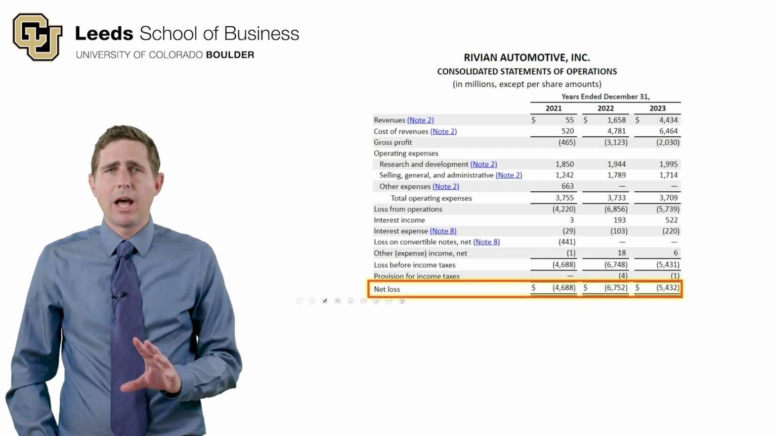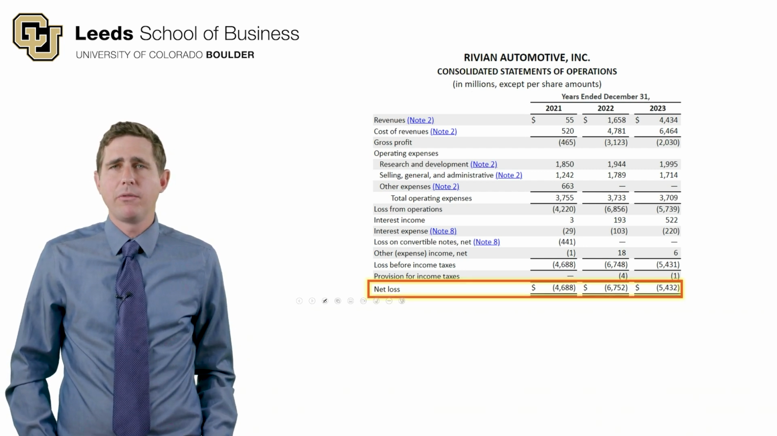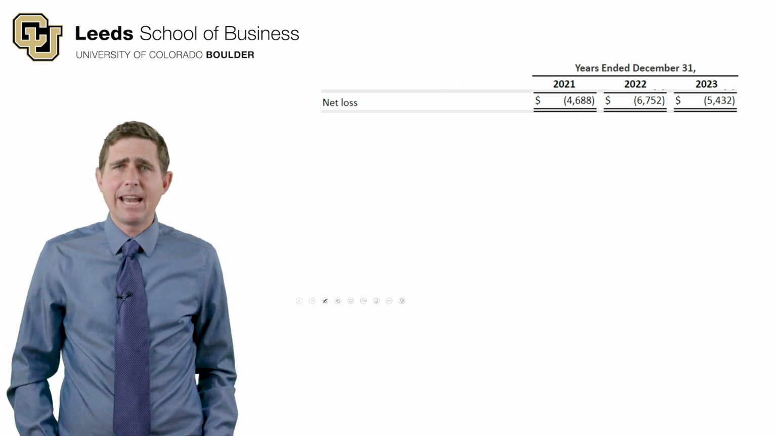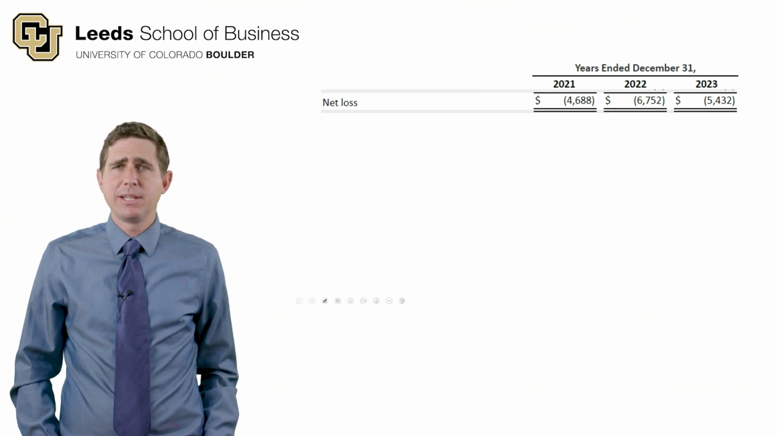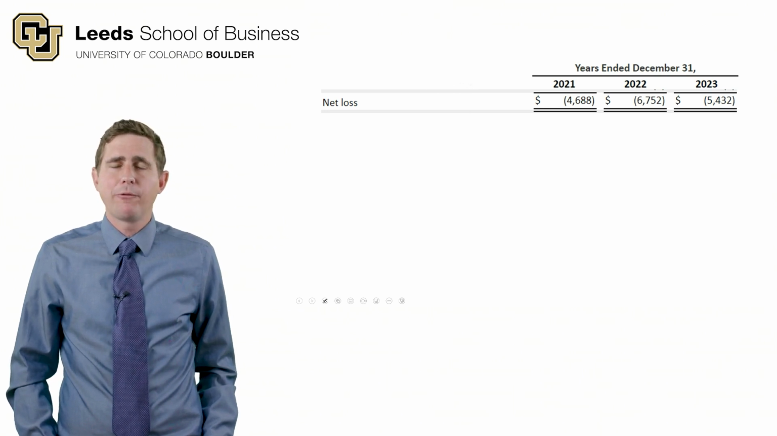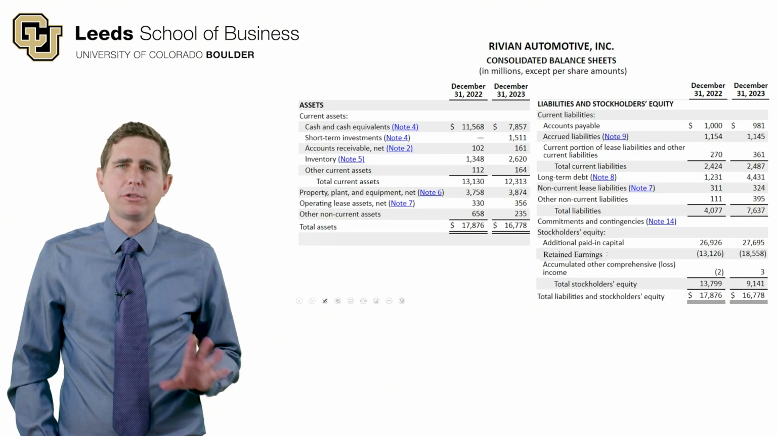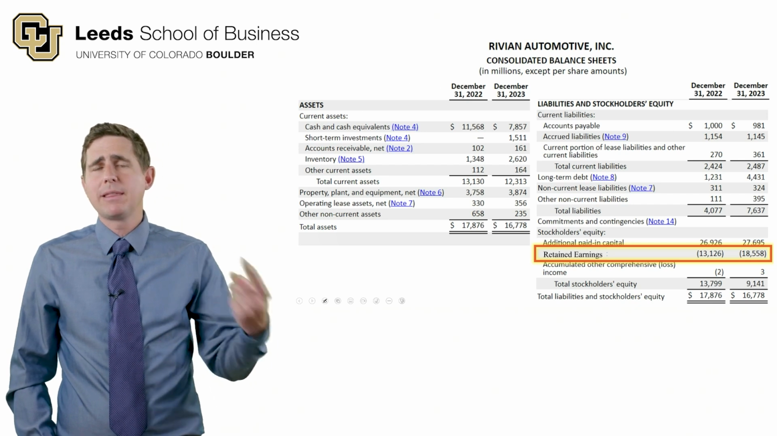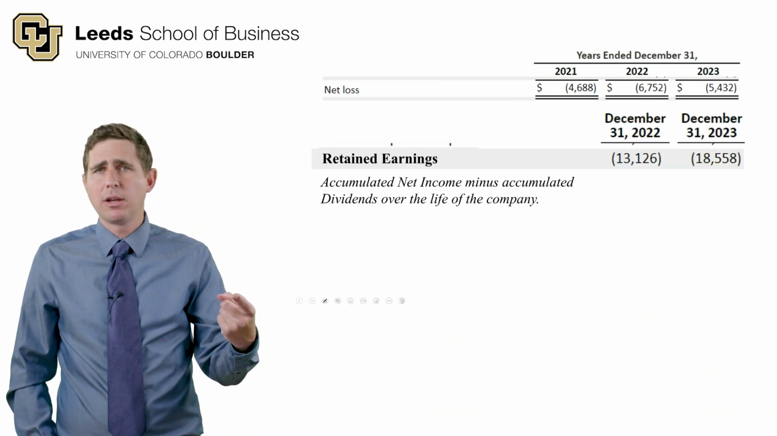So if I zoom in on this net loss item at the bottom of the income statement, let's zoom in on that. In 2023, you can see they had a net loss. Those parentheses mean negative, means minus. So they had a net loss of $5.4 billion in 2023. That was Rivian's operating performance that year. Now, if I go to their balance sheet and I go to their retained earnings account, and now I'm going to bring that onto the other slide. There's the retained earnings account.